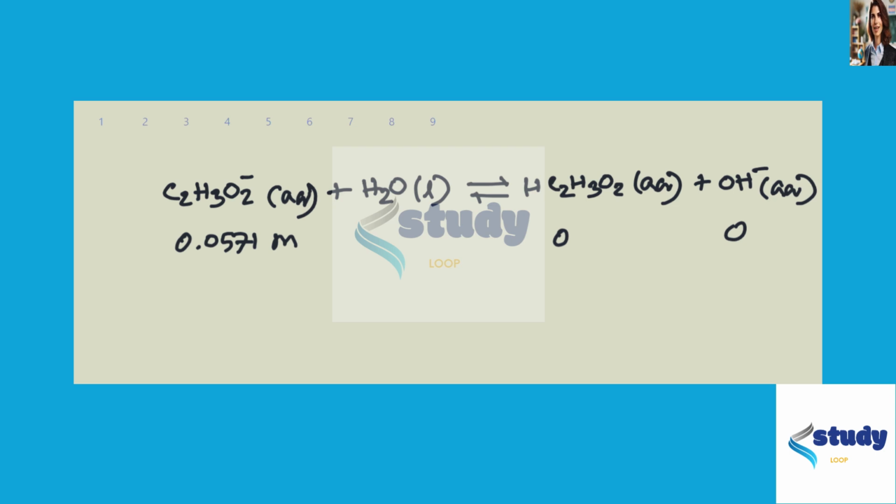Now, if we assume that x molar of the acetate ion will react with the water, we subtract x from here and we add x mole acid and x mole hydroxide ion. So in the equilibrium of this reaction, we will have the acetate ion concentration as 0.0571 minus x, and x molar acid and x molar OH minus.